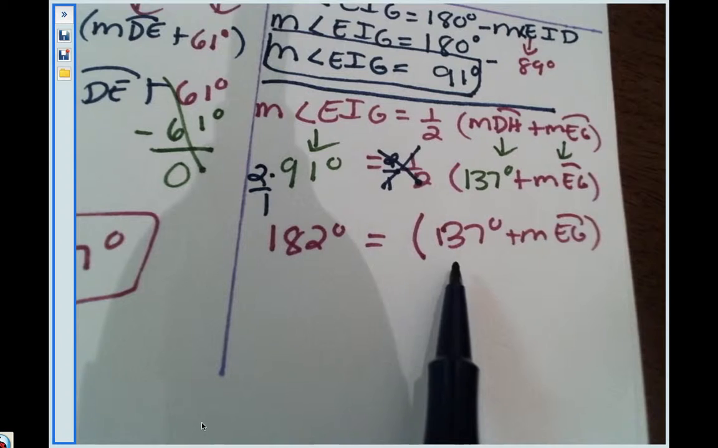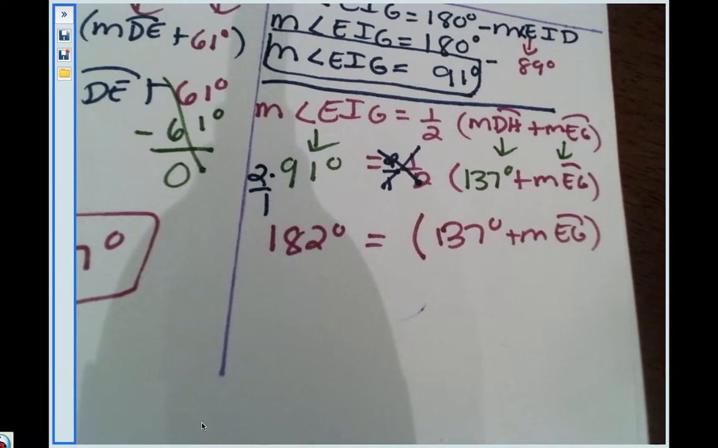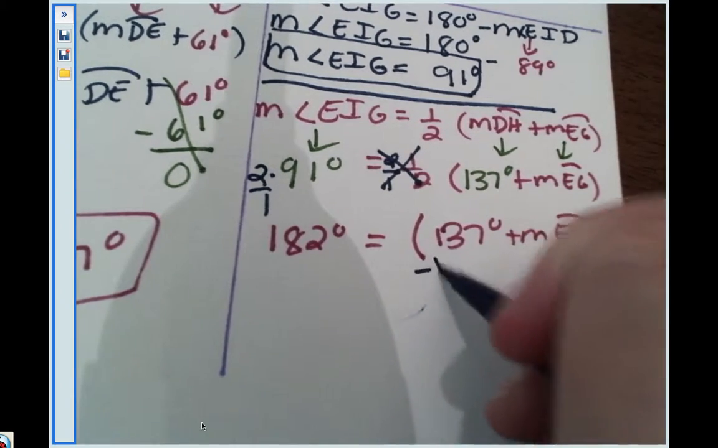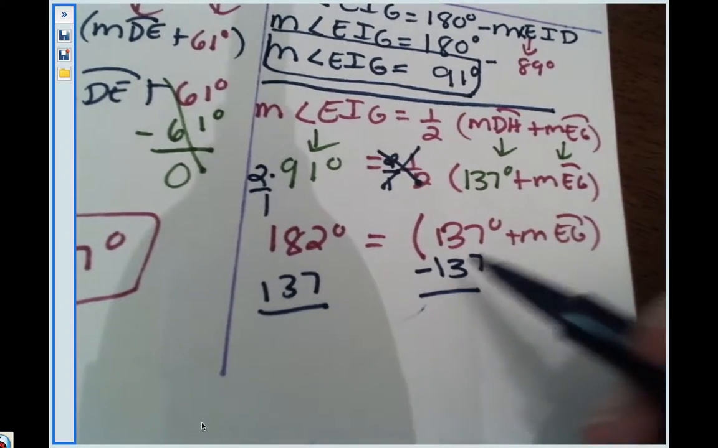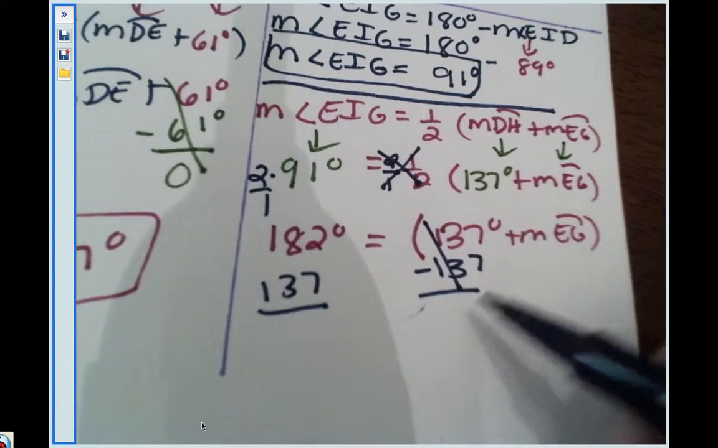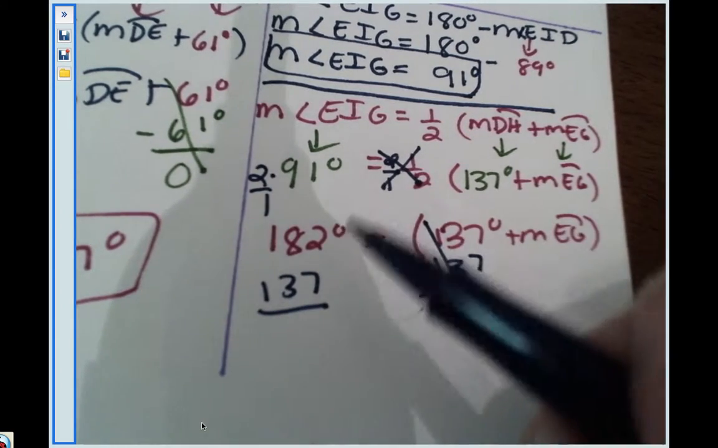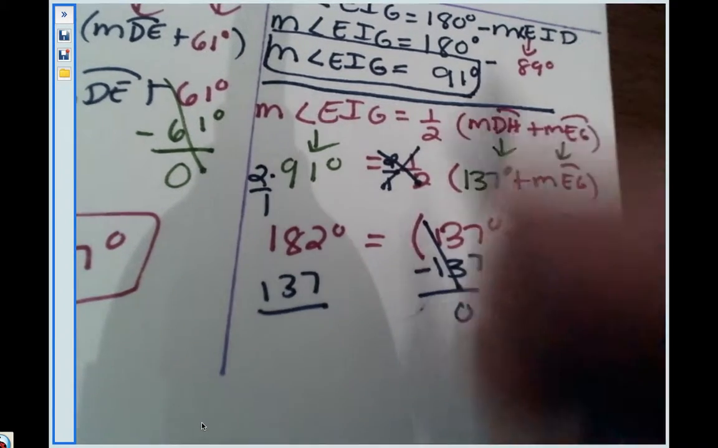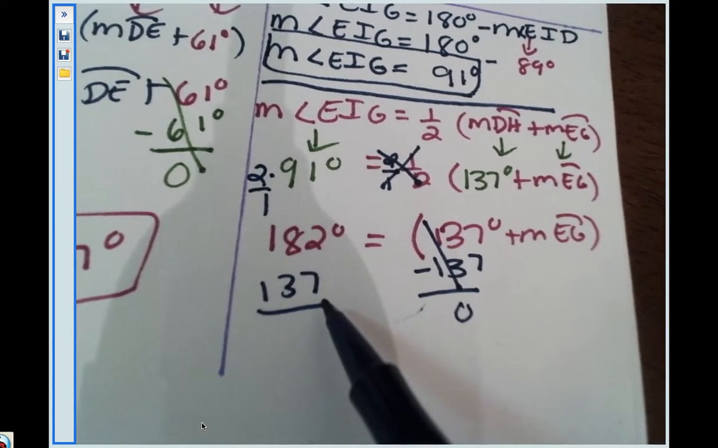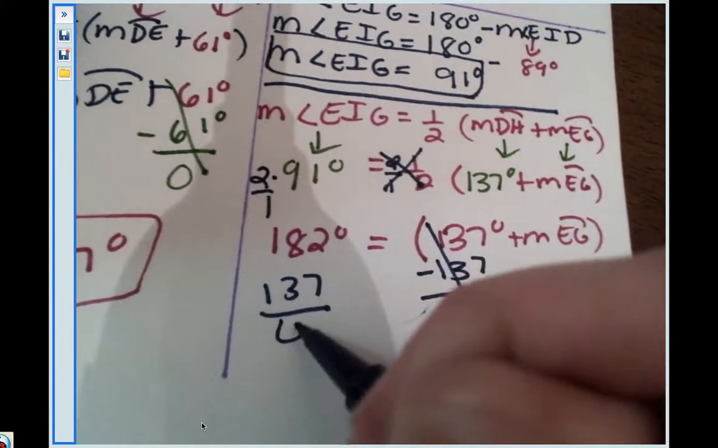So let's get the measure of arc EG by itself. How do I move 137 to the other side? Yes, my brilliant students, I would subtract 137 on both sides. So 137 minus 137 cancels and turns to 0. And 182 minus 137, well, let's try some mental math. 182 minus 130 gives me 50, minus 7 more gives me 43 degrees.